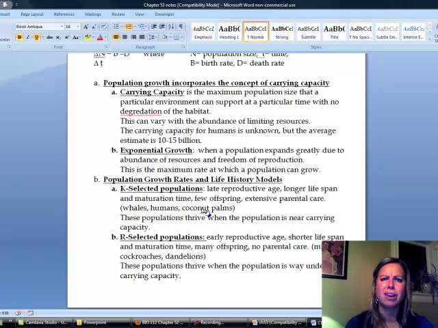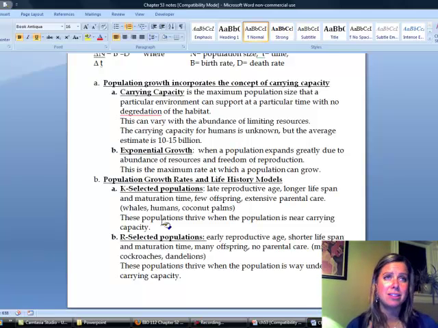And I know some of you are thinking, coconut palms? Like, how do they have parental care? Well, obviously for plants, you're going to tweak that a little bit. But if you think about a coconut palm, they're putting all that energy into 3, 4, 5 coconuts. Whereas if you think about a dandelion, that's putting a little bit of energy into having thousands of seeds, right?